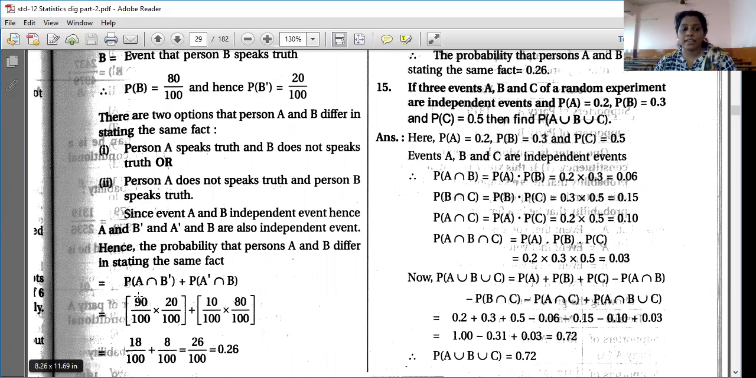Okay, so what was A? 90 by 100. The formula for P of A intersection B dash: what is the formula? P of A intersection B dash is P of A into P of B dash. Okay, so 90 upon 100 into 20 upon 100, and for P of A dash intersection B, the formula is P of A dash into P of B, that is 10 upon 100 into 80 upon 100. So that comes to 18 upon 100, right?